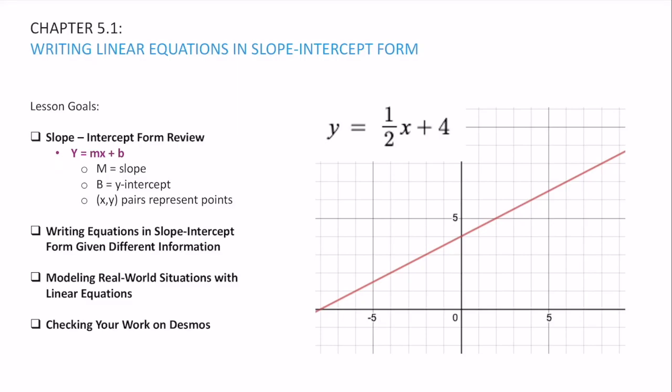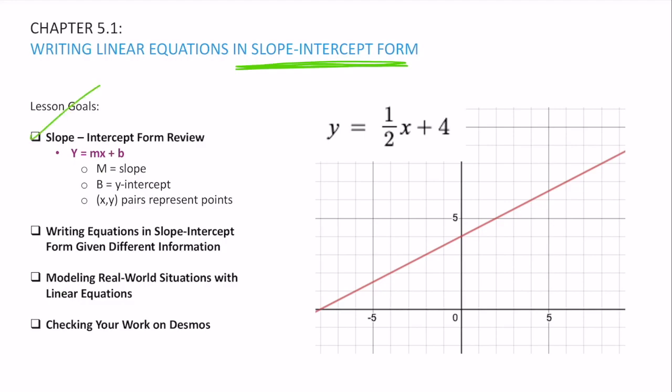Chapter 5 is all about writing linear equations, and 5.1 is writing linear equations in slope-intercept form. So this should really be a review from last chapter. What we're focusing on today is writing them ourselves, right? So a quick overview of the lesson.